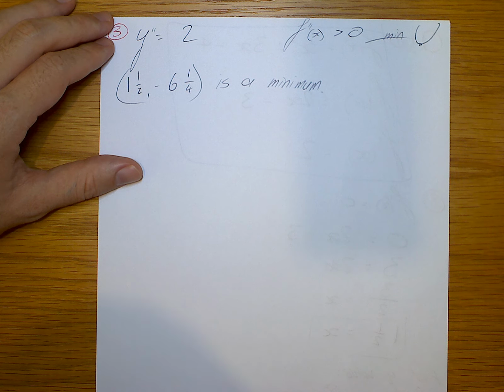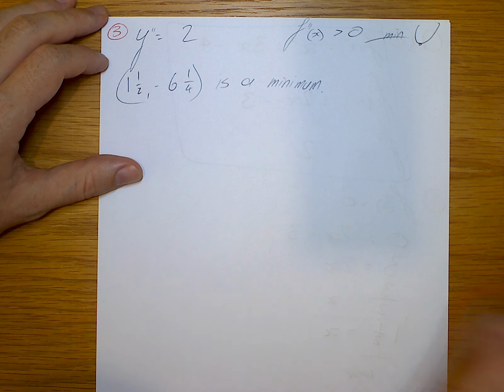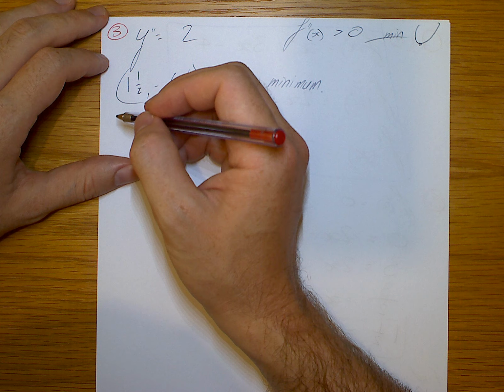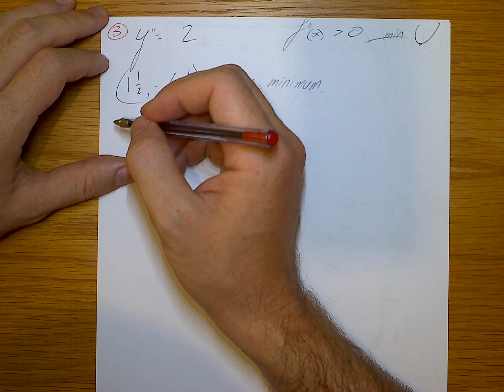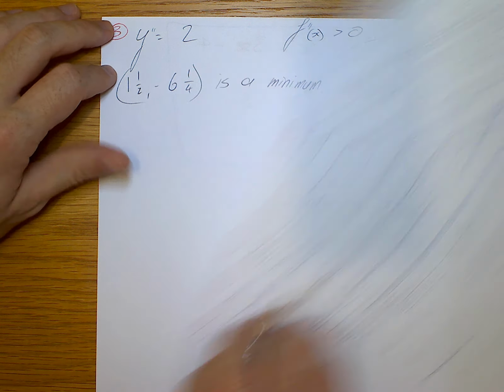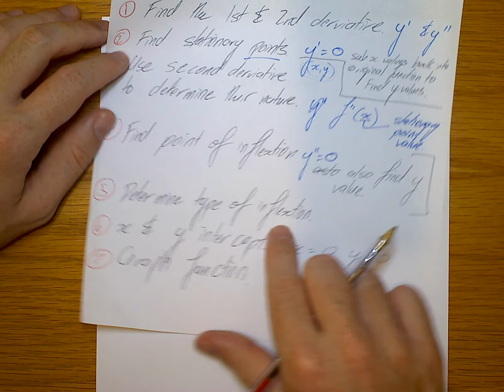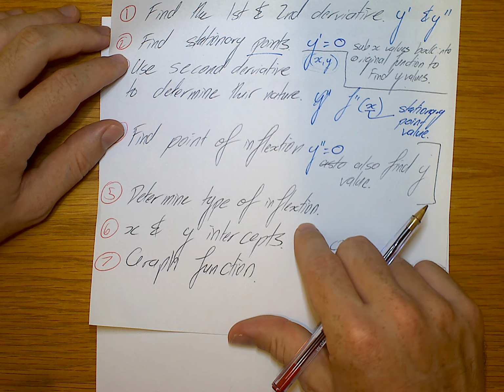Where are we now? 4. Find the point of inflection. Now I'm going to be honest with you guys. There is no point of inflection on this one. It is just a parabola. So I'm going to skip over part 4. Part 5, determine the nature of the inflection. Well, we haven't got inflection, so we can't find the nature of it.